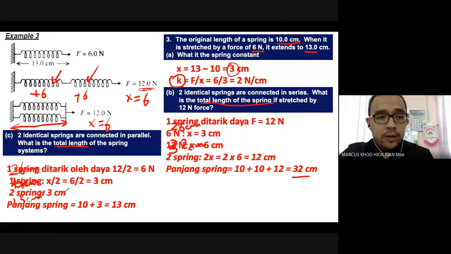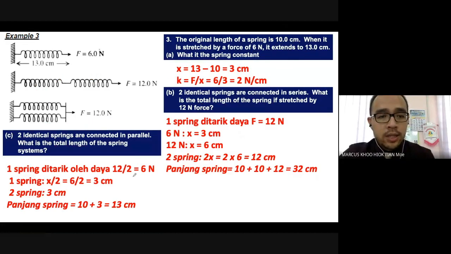Okay, let's check it out. So one spring, one spring ditarik oleh daya 6 Newton, so the extension is only 3 because it's equally divided. So from here to here is actually just 10 plus 3. Okay, so it's 13 cm.